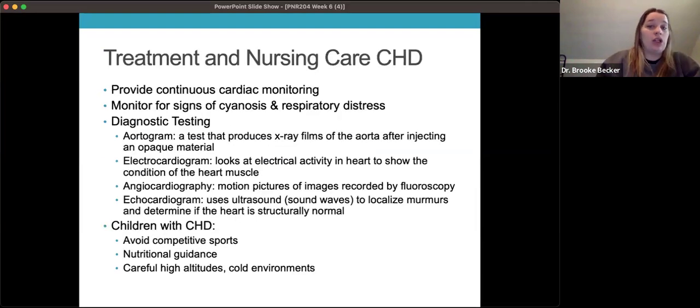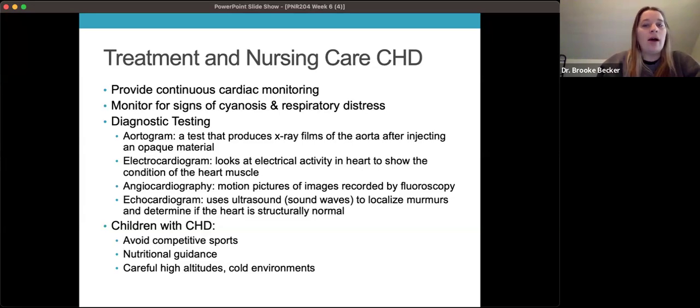So nursing care and treatment of kids with CHD, or congenital heart disease: obviously these kids are going to be on continuous cardiac monitoring, so they're going to have their telemetry on. You're going to monitor them for signs of respiratory distress and cyanosis. If you notice any increased work of breathing in cardiac kids, you really need to let your provider know.